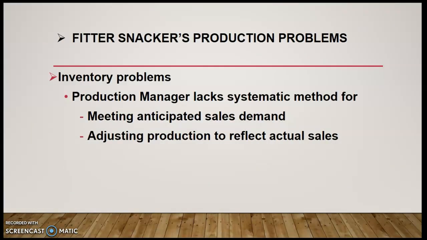Next are the inventory problems. The production manager lacks a systematic method for meeting anticipated sales demand and adjusting production to reflect actual sales. So the production manager schedules production based on experience rather than formal planning techniques, primarily comparing current warehouse inventory levels with normal values. This may include informal communication with marketing personnel. Inventory information is not available in real time and does not recognize inventory that has been sold but not shipped. Inventory available to commit to future orders is not known.